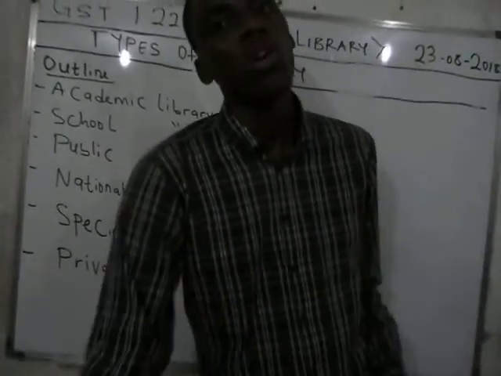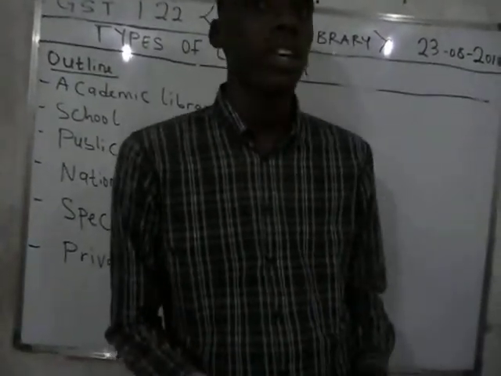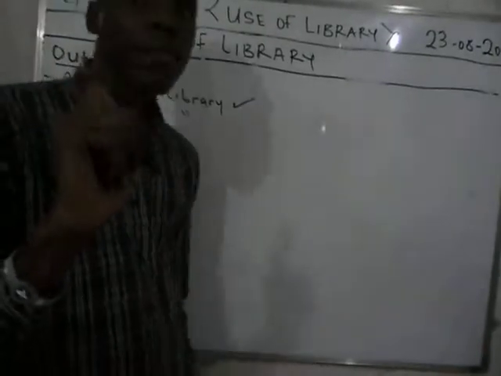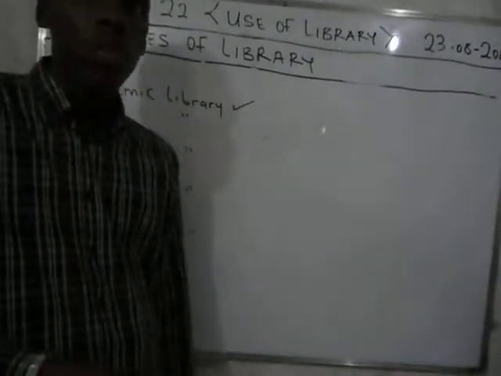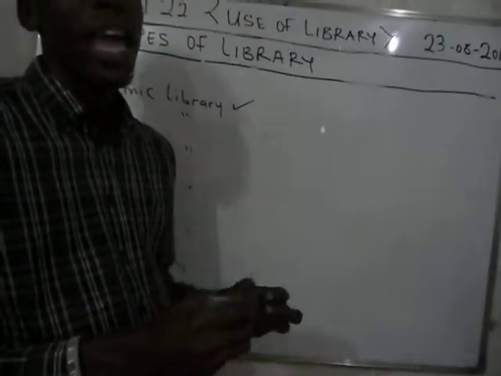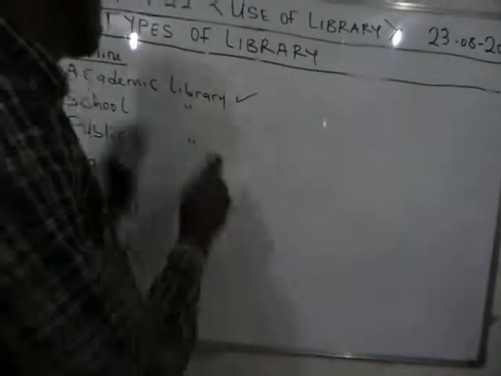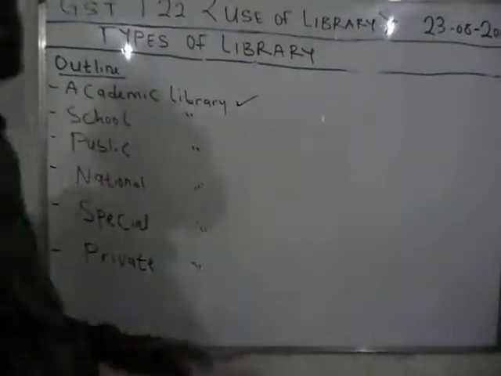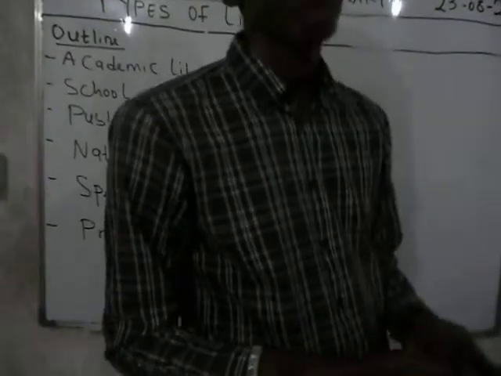So these and many others are some of the challenges faced by the academic library. Remember, it's a library situated or established in higher institutions of learning. The second type of library we're going to talk about is the school library.